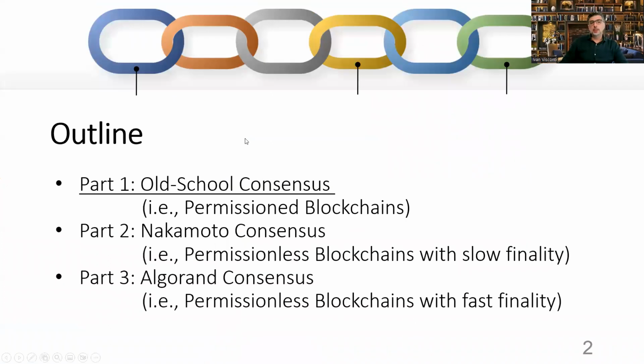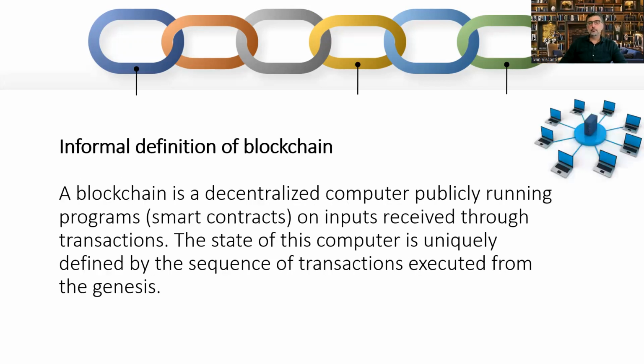All right, so this lecture is divided mainly in three parts, as you can see from this outline. In the first part of the lecture, I'll talk about old school consensus mechanisms. That is basically what can be used to build a permissionless blockchain. It's very important to understand what a blockchain is and where the consensus plays a role. And there can be many definitions.